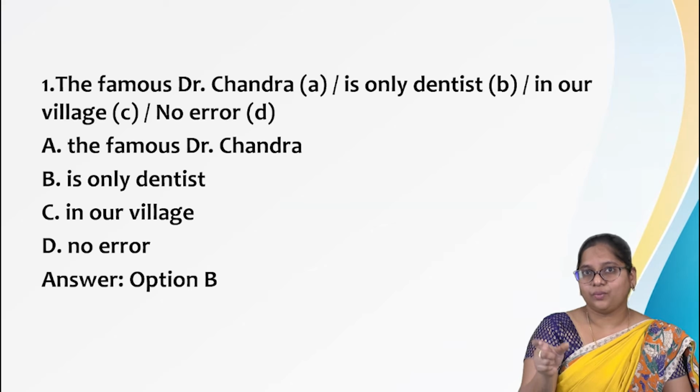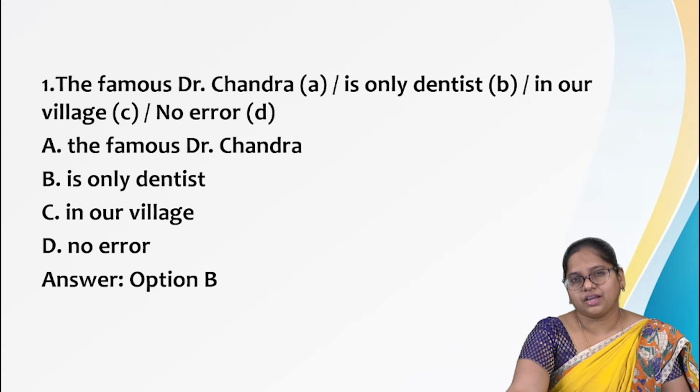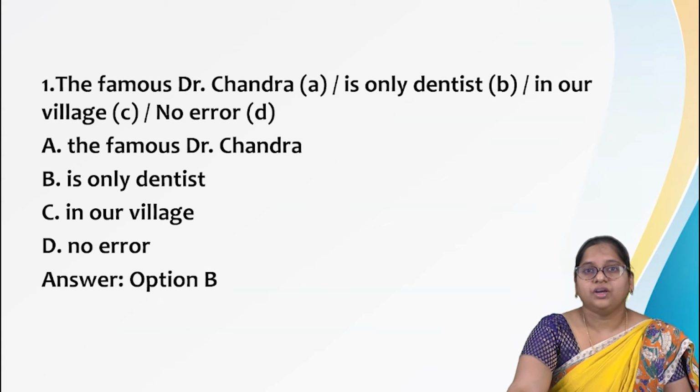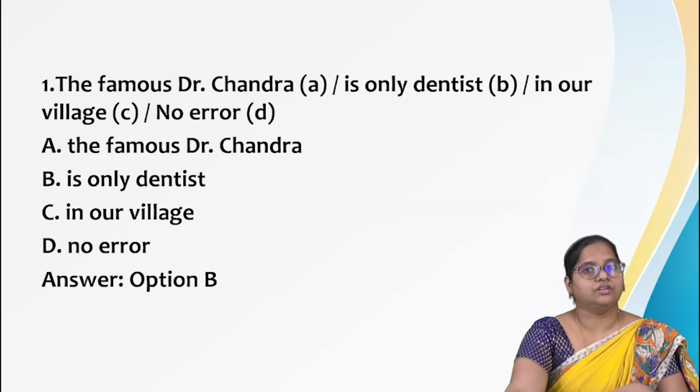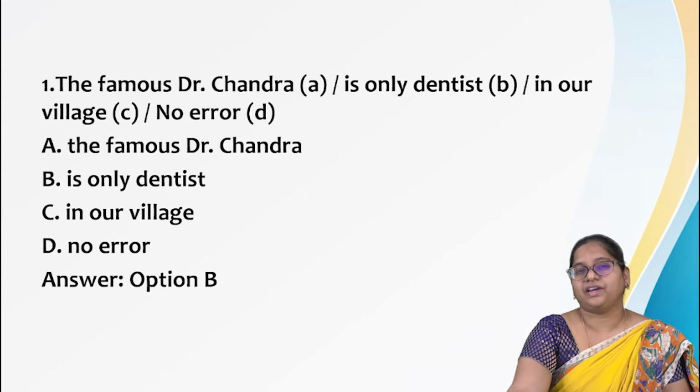So now let's see the question. The famous Dr. Chandra. You see a partition there. Sometimes it's confusing because it is not a single, smooth sentence. Obviously, you don't get time to appreciate the beauty of the sentence, only the structure of the sentence. But you have to select one of those parts to identify the error, and then try to highlight the right answer.